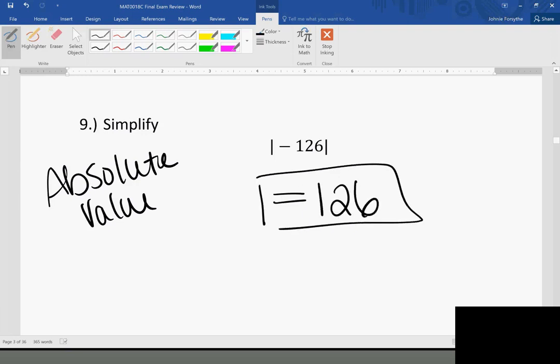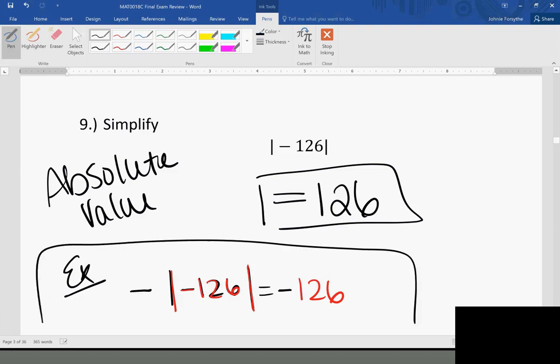Now I want to show you some examples. So let's say we had another example. Negative the absolute value of negative 126. Okay? So first work within the absolute value. So we just did that before. So the absolute value of negative 126 is positive 126. But I still have this negative on the outside. So the answer is actually going to be negative 126. I just wanted to show you the difference between problem number 9 and this other example down here, because students often get those two confused.